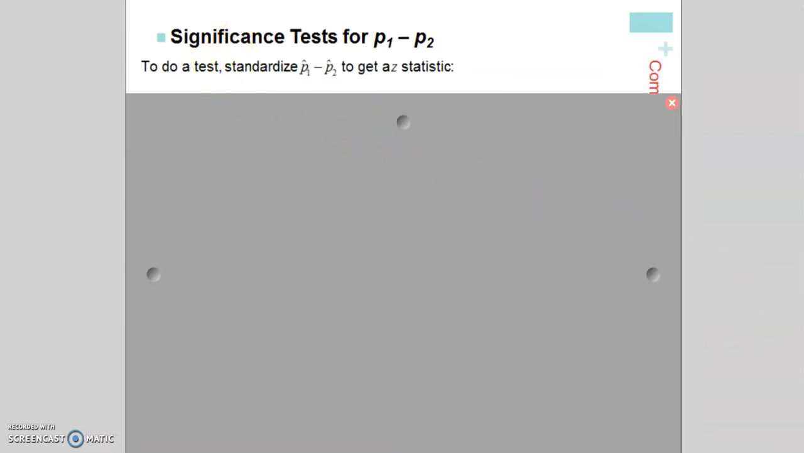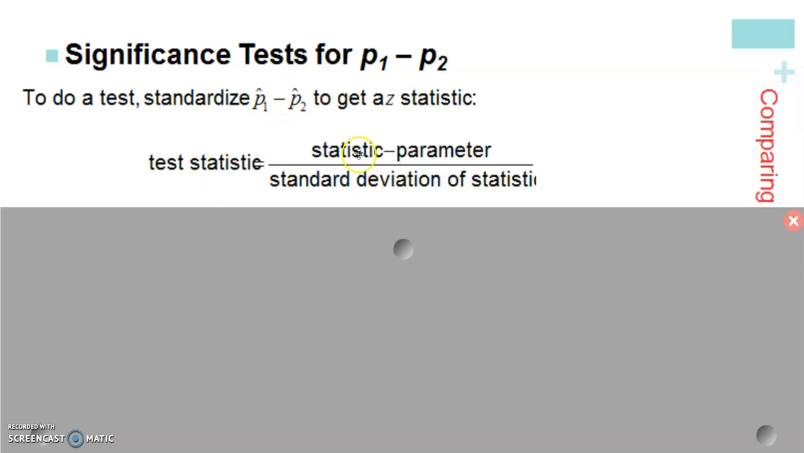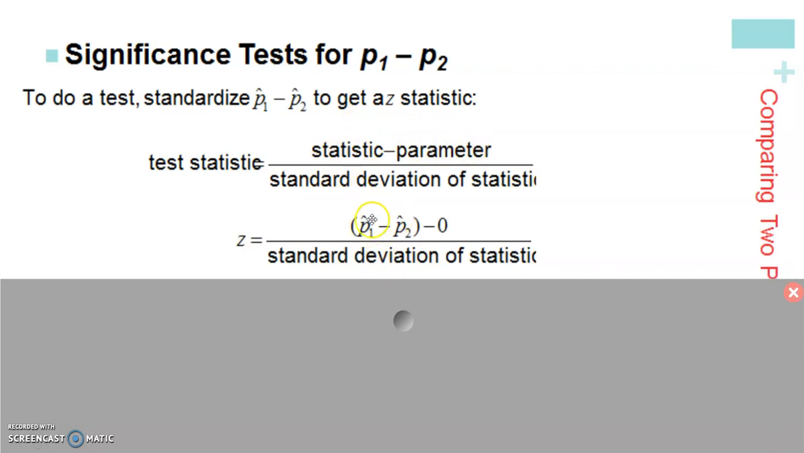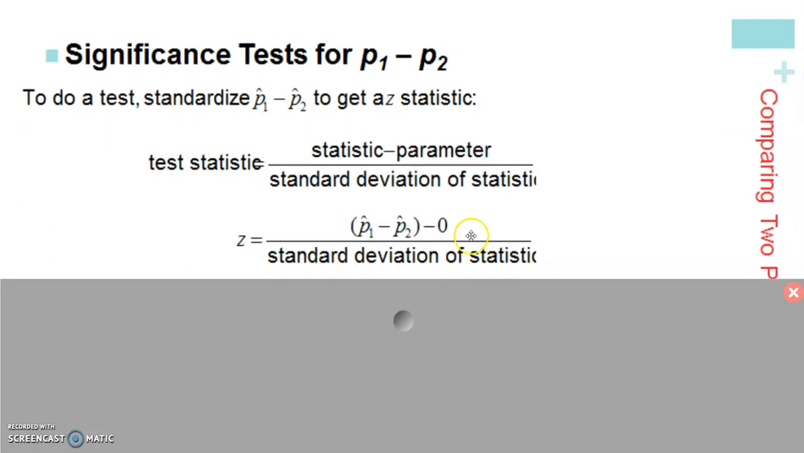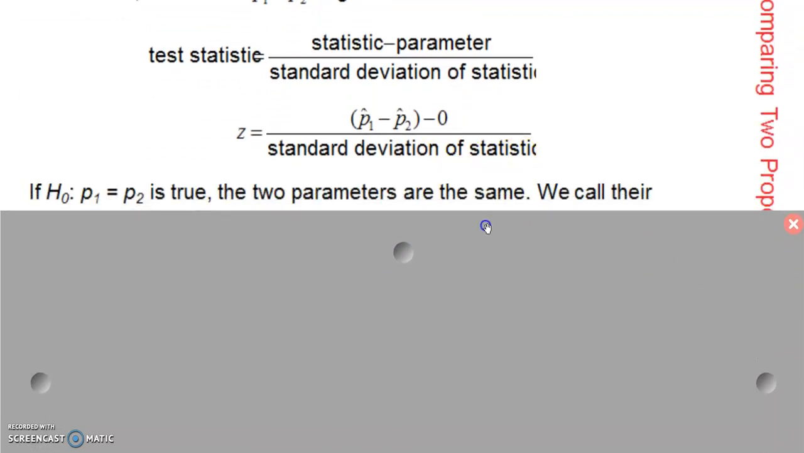So the test statistic that you calculate will be standardizing the statistic of the difference in the two proportions you got from your sample. And the formula for a test statistic is statistic minus parameter divided by standard deviation of the statistic. So our statistic is p hat 1 minus p hat 2. Our parameter is 0 because, like we just said, we're going to just do problems where the parameter is 0. So basically, the numerator here will always be a 0. Then the denominator will be the standard deviation of your statistic. Now let's talk about that for a second.